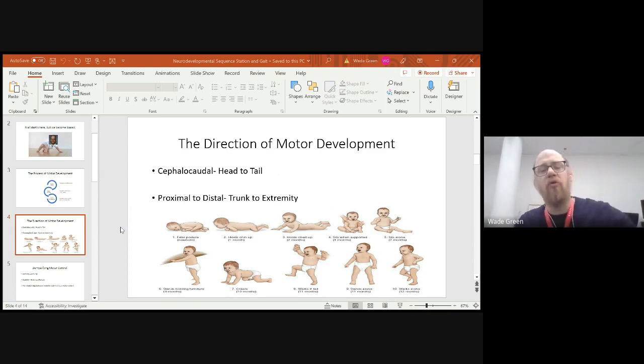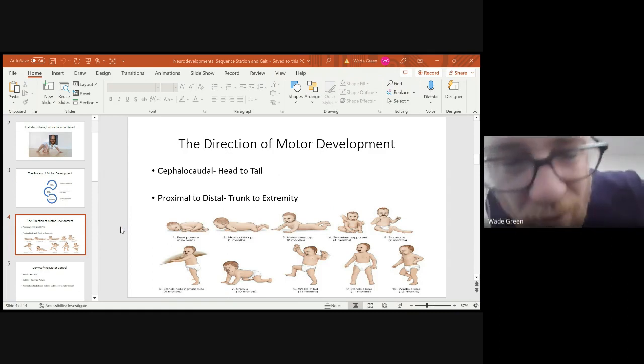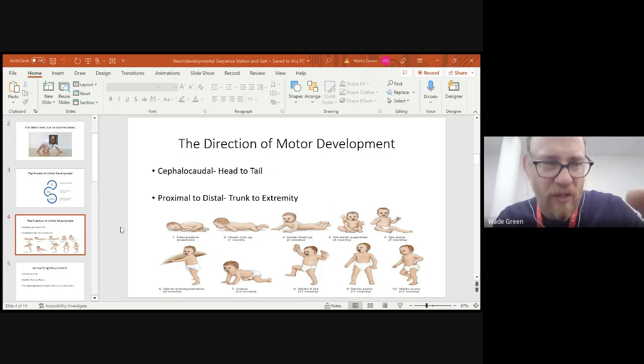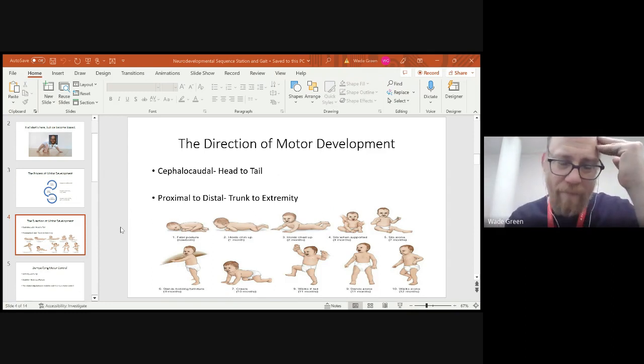So ultimately, what this picture shows us is that motor development first starts at the head and progresses toward the toes, typically progressing from proximal, from the head, all the way down toward the toes. Okay, next slide.